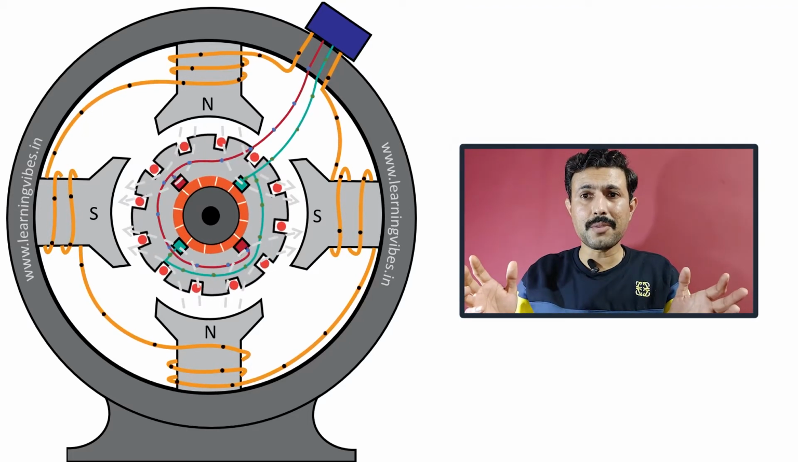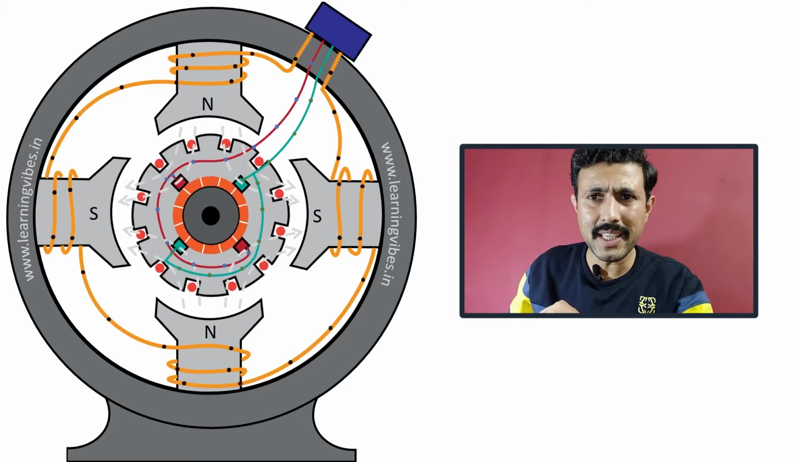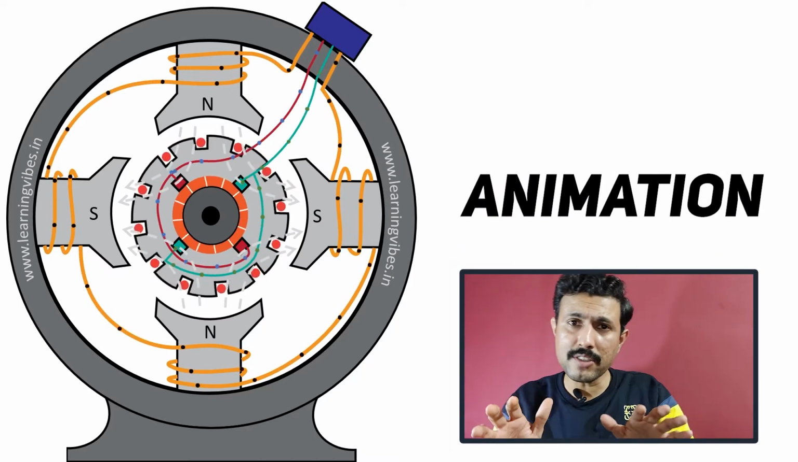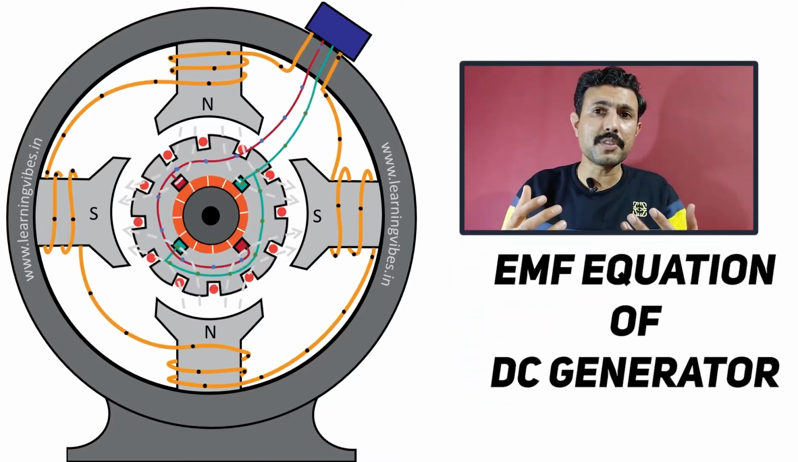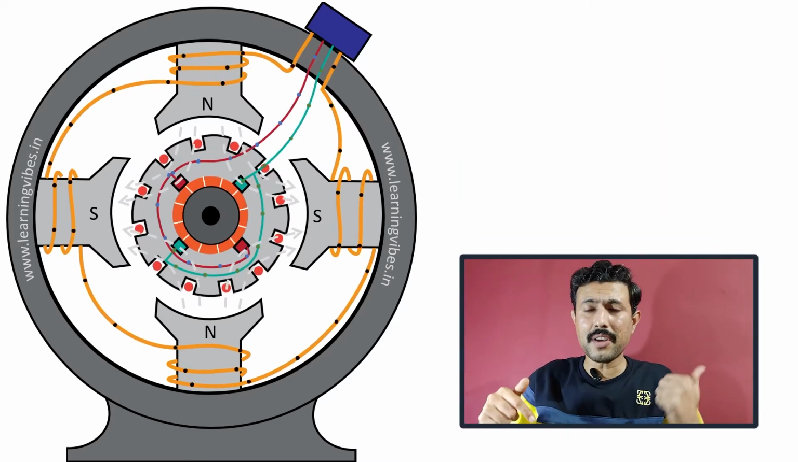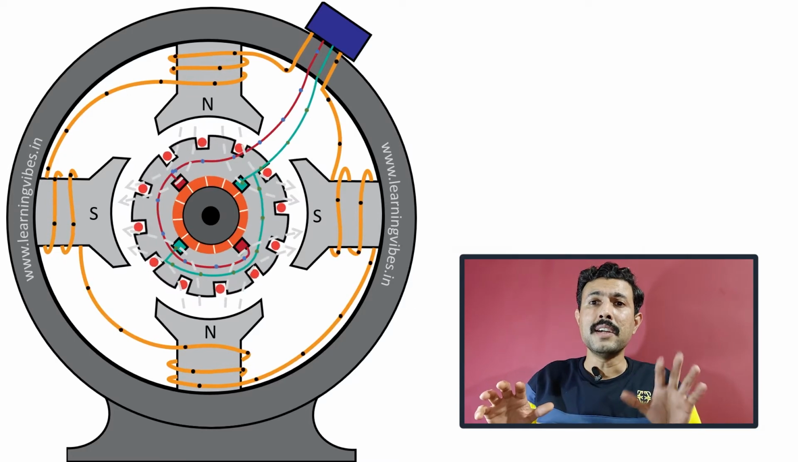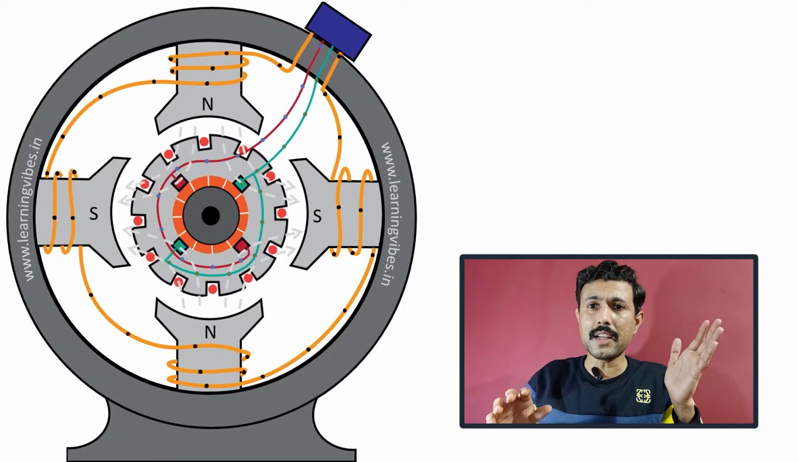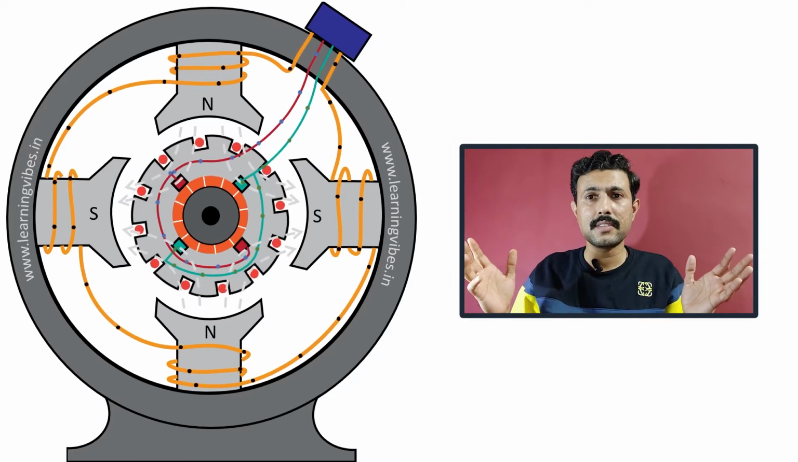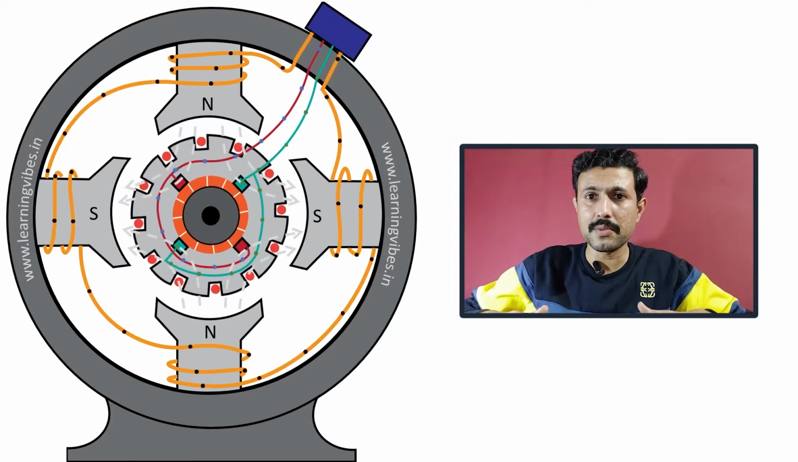How this DC generator works, we have already seen using the same animation, and we have also derived the EMF equation for the same DC generator. In the previous video, we derived the relation between terminal voltage V and induced EMF E. But the question is, what's in this video?